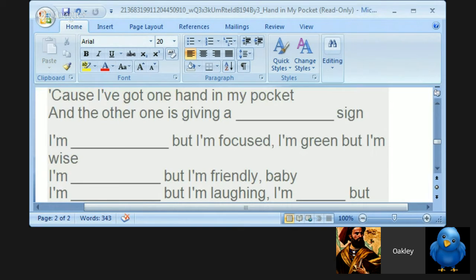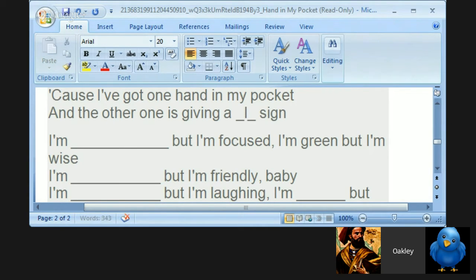Okay, I try. Because I got one hand in my pocket and the other one is giving a... is giving an adjective. No, is giving... one moment, please. Is giving a... little sign. A little... no, no. Side. Okay. A little side. Okay.